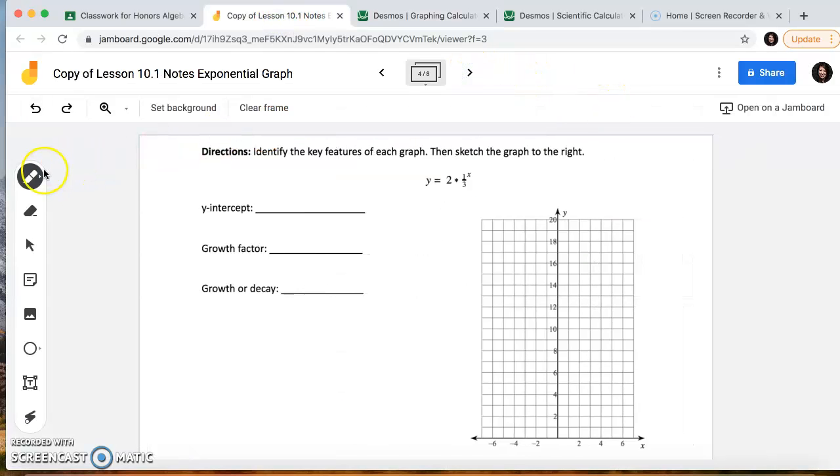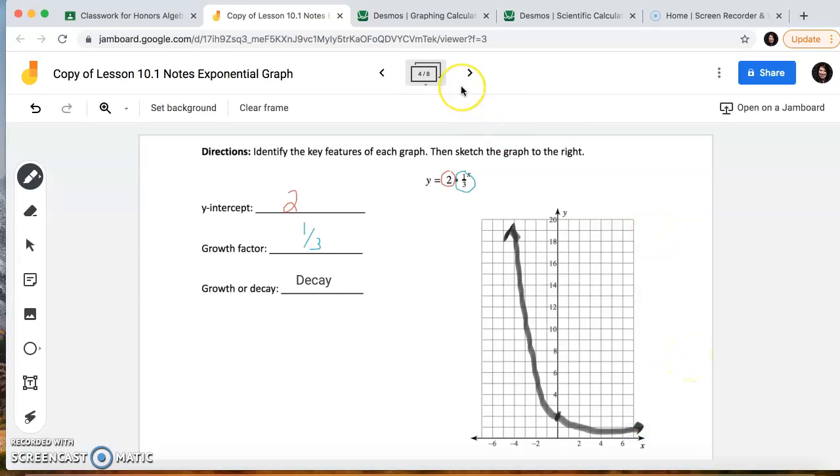The next one, same idea. Our y-intercept is 2. Our growth factor is 1/3. And since our growth factor is less than 1, that means it's going to be decay. And then to graph it, we'll make the 2, that's our y-intercept. And then it's going to go the opposite direction. I'm going to try to make this look decent. Not bad.